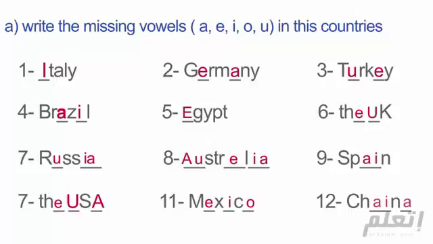Now let's answer. Italy, I. Brazil, A, I. Russia, U, I, A. The USA, U, A. Germany, E, A. Egypt, E. Australia, A, U, A, I, A. Mexico, E, I, O. Turkey, U, E. The UK, U. Spain, A, I. China, I, A. Now, fantastic. So, that was a kind of quick revision on the spelling of countries.